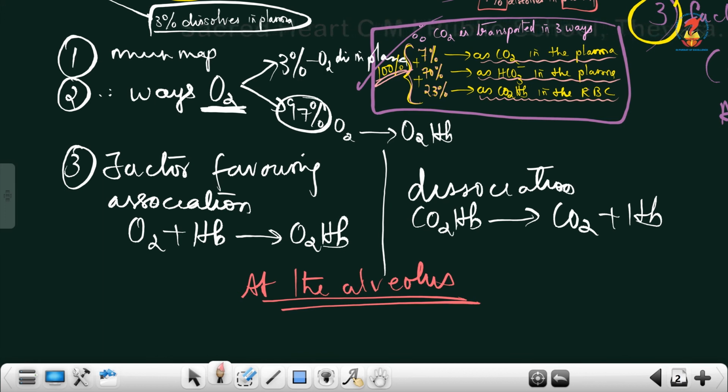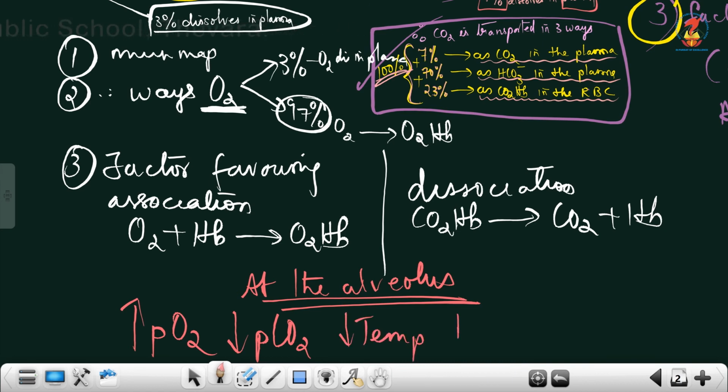Remember that, at the alveolus. So just the reverse. Here the partial pressure of oxygen is high, whereas the partial pressure of carbon dioxide is low, temperature is low, and the H plus ion concentration is low. So the factors favoring the association of oxygen with hemoglobin at the alveolus level are these. Partial pressure of oxygen is very high, partial pressure of carbon dioxide is low, temperature is low, and the H plus ion concentration is low.